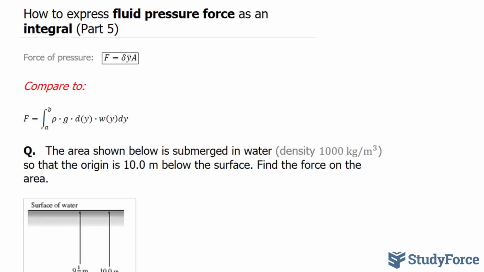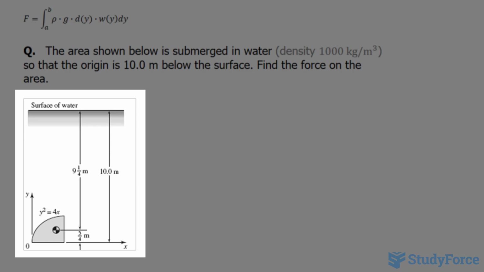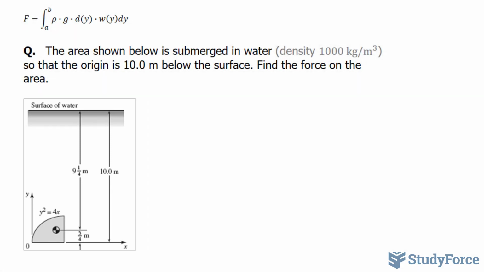In part 5 of this series, we're asked to find the force of pressure for the following object. It is a quarter of a circle, and the question reads, the area below is submerged in water, where the density of water is shown right here, so that the origin is 10.0 meters below the surface. Find the force on the area.